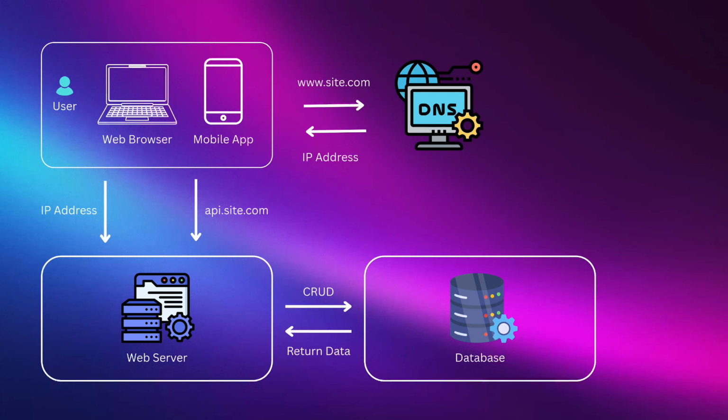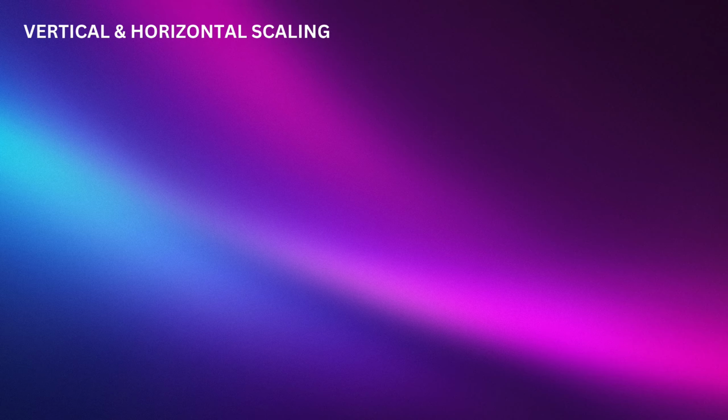Now, let's get started. Hey, and welcome back. In the last video, we talked a bit about how to communicate to the web server as a user and introduced a little bit about different types of databases. Today, we're going to talk about scaling. There exists a concept of two different types of scaling in system design: vertical and horizontal scaling.